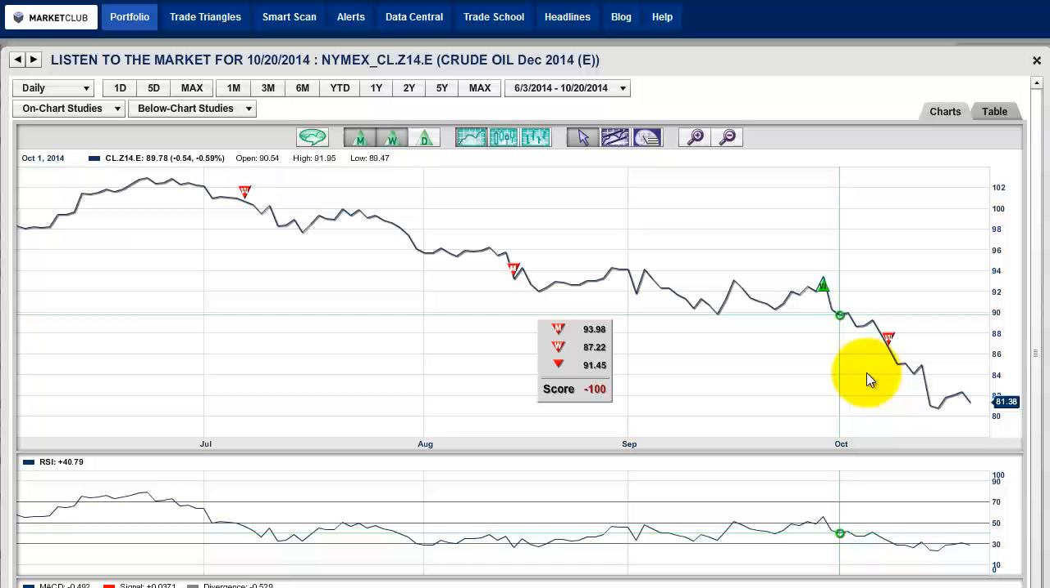So again, the trend is down. How low is it going to go? There's people talking about in the 70-cent range. It could go that level. It could go 75. Who knows? But the trend clearly is negative at the moment.